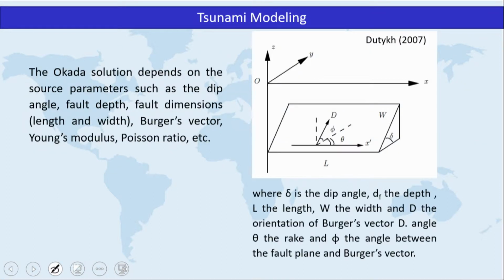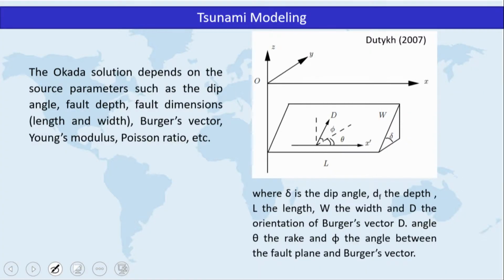rupture. To determine the Okada solution, we had to use the seismograms. It is defined with certain parameters like dip angle, fault depth, fault dimension, length and width of the fault, Burgers vector, Young's modulus, and Poisson ratio. Some of them are assumed, for example, Poisson ratio or Young's modulus. We had to assume them for that region because we don't have exact measurements, and that might introduce some errors, but by and large, it works well.